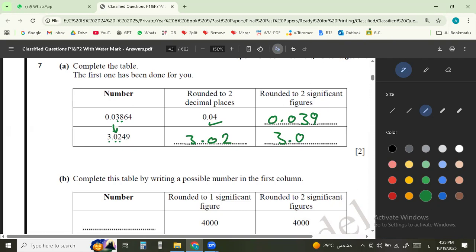I hear someone saying, just 3, mister. No, this is not going to be just a 3. Why? Because if I put only 3, that means I rounded to one significant figure. They wanted two significant figures, then you must give two significant figures in your answer. So if I write 3, it will be wrong? Yes, unfortunately. If you write only 3, it will be wrong.